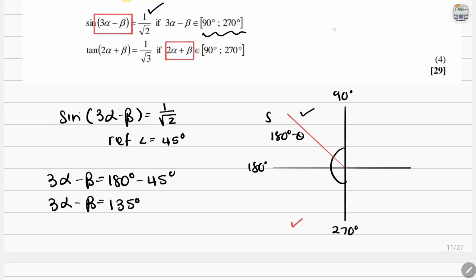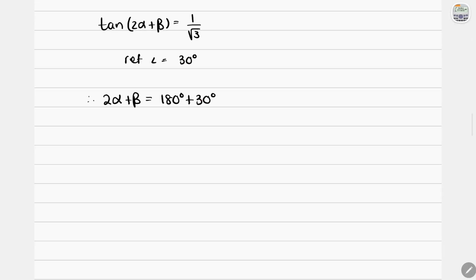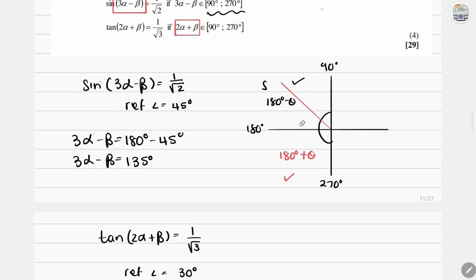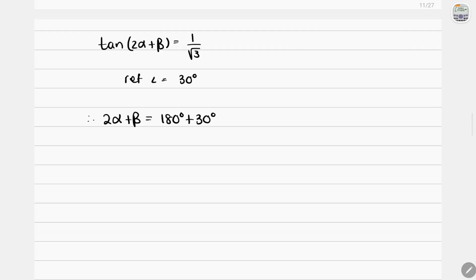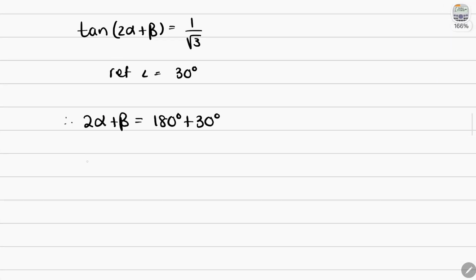So the angle is in the third quadrant. And the third quadrant reduction is 180 degrees plus theta. So to find this value, this means that 2 alpha plus beta is equal to 180 degrees plus 30 degrees. Normally at this point we say plus k 360 degrees, but we don't have to do that because we already have a diagram, so we know exactly where those angles are. Now we have two equations. If you simplify this, 2 alpha plus beta is equal to 210 degrees.